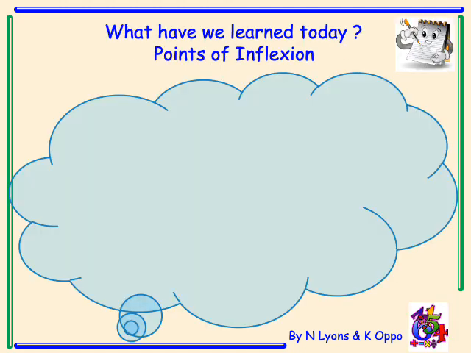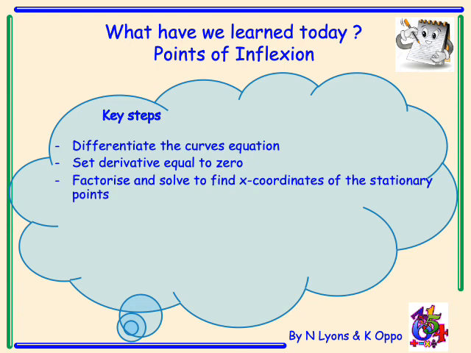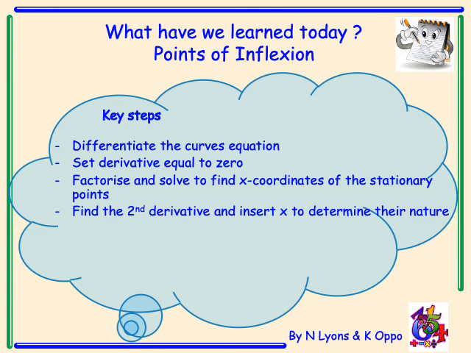We've learned about points of inflection. Key steps were that we differentiate the curve's equation, we set the derivative equal to 0 to find where the stationary points, the turning points, are. Again, we factorise and solve to find x coordinates of the stationary points. This is just the same for any stationary point question. We find the second derivative and insert x to determine their nature.